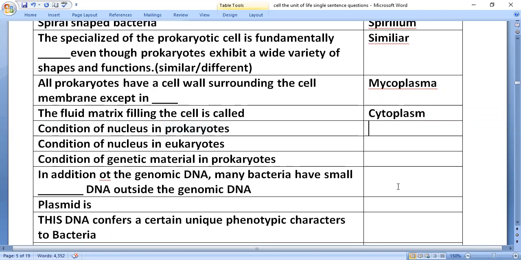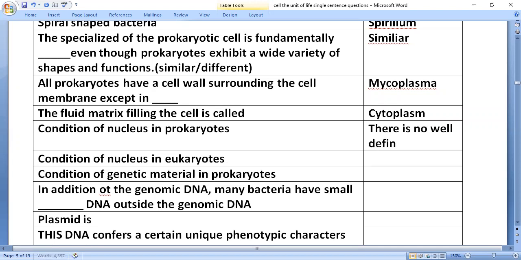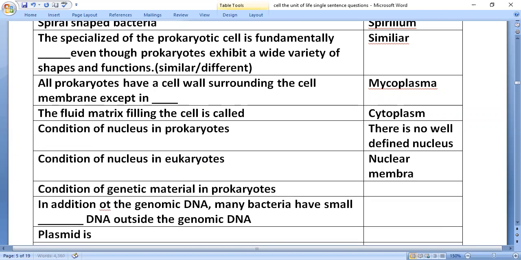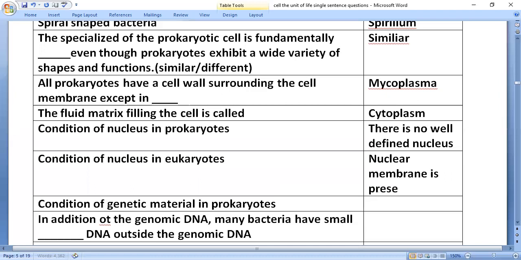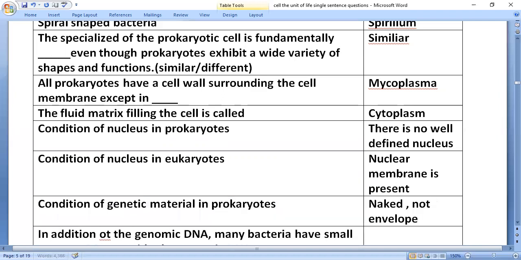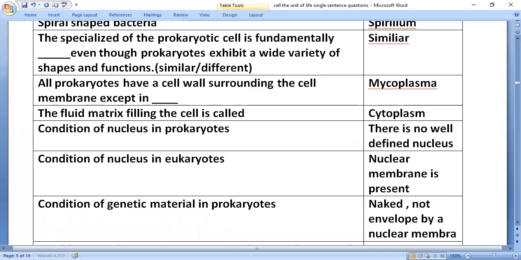Condition of nucleus in prokaryote. There is no well-defined nucleus, without nuclear membrane. You can see the chromosomal content in cytoplasm. Condition of nucleus in eukaryote. Specified nuclear membrane is present, which makes them called eukaryote. Condition of genetic material in prokaryote. Naked, not enveloped by a nuclear membrane.